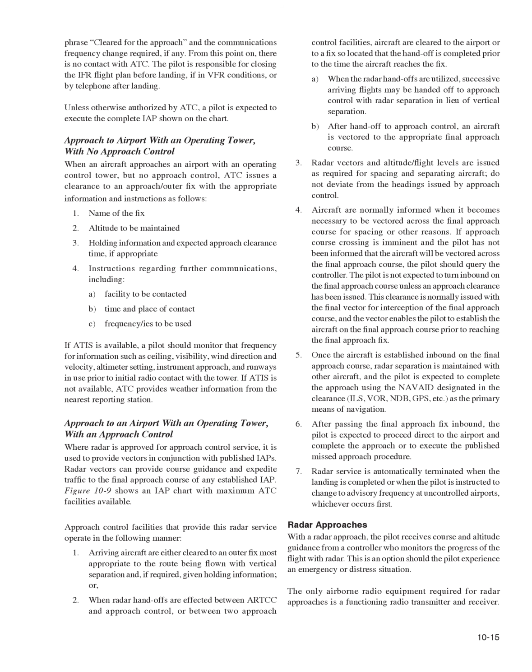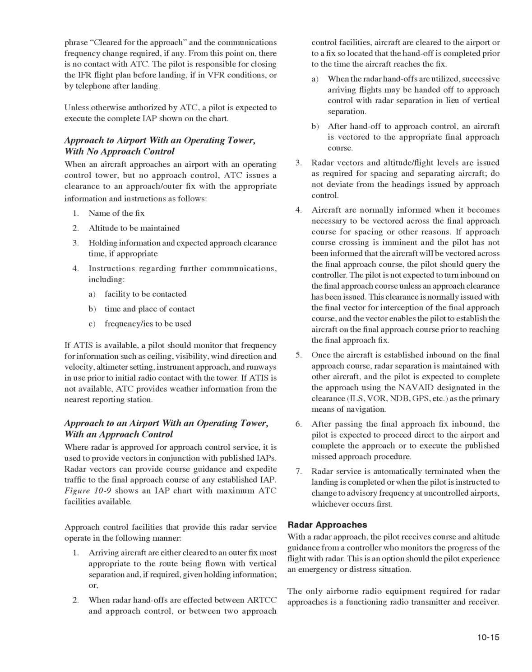4. Instructions regarding further communications including: A. Facility to be contacted. B. Time and place of contact. C. Frequency to be used if ATIS is available. A pilot should monitor that frequency for information such as ceiling, visibility, wind direction and velocity, altimeter setting, instrument approach, and runways in use prior to initial radio contact with the tower. If ATIS is not available, ATC provides weather information from the nearest reporting station.